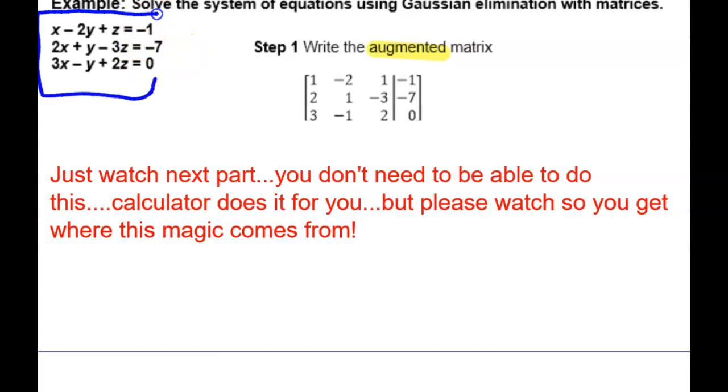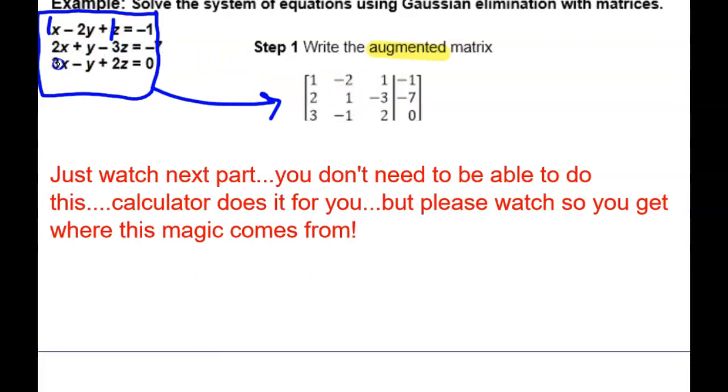Everybody in here except Kaylee saw what we did yesterday. This is what we did yesterday, Kaylee. All we did was take out the x, y, and z. So this first equation became 1, -2, 1, -1. See that line right there? And then the second equation became 2, 1, -3, -7, this line in the middle right here.